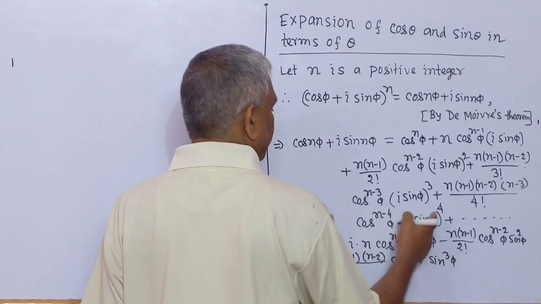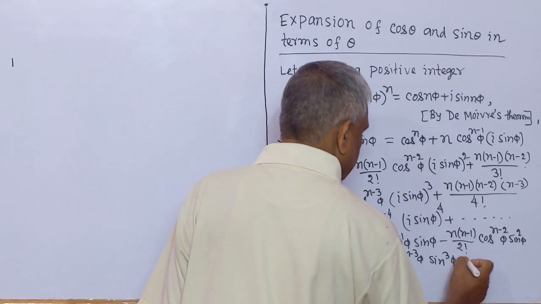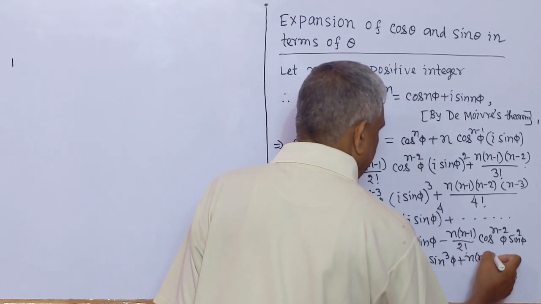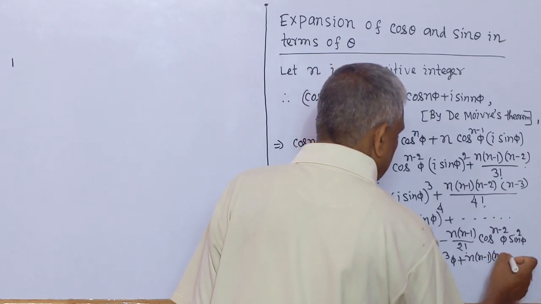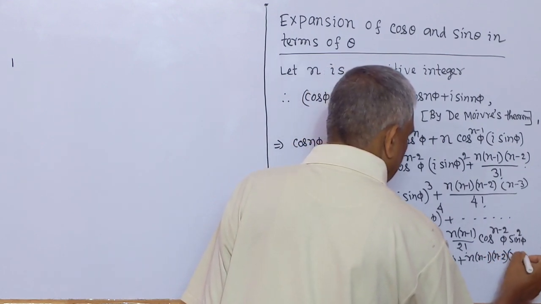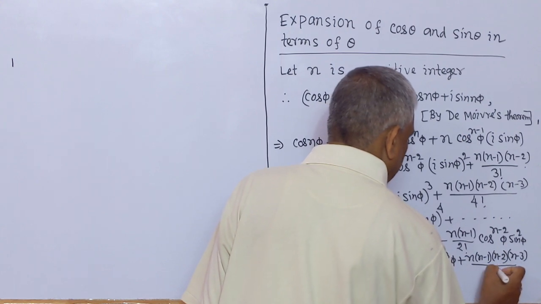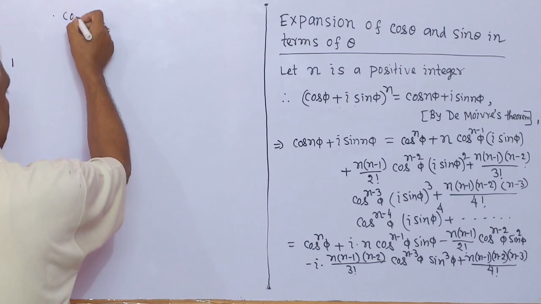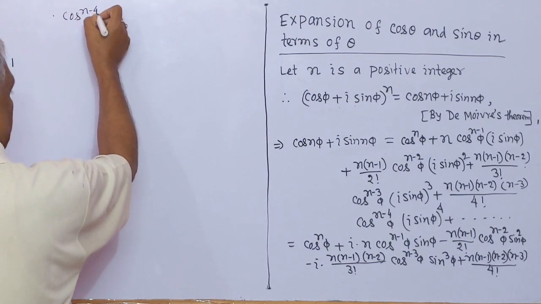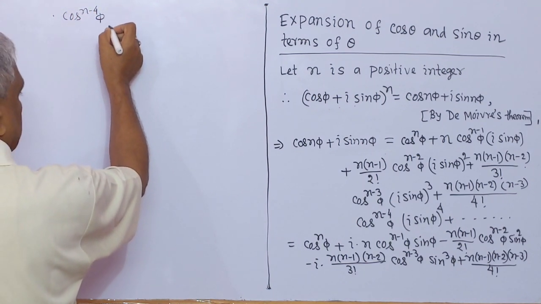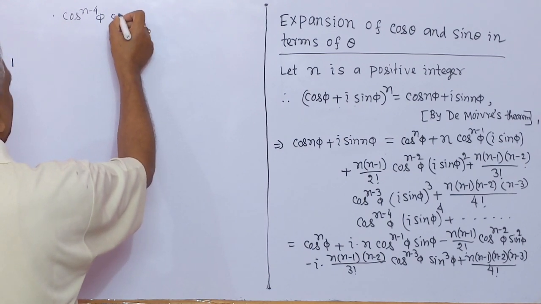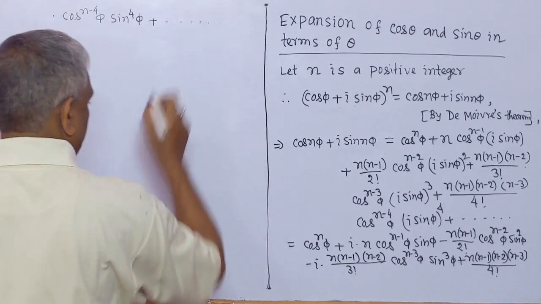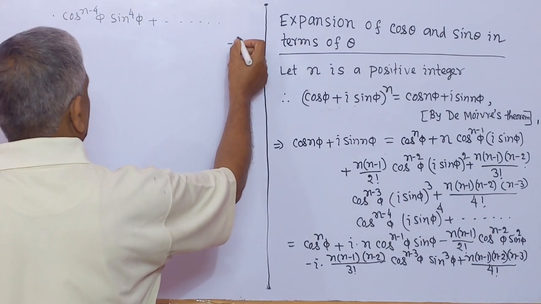Here i to the power 4 is 1, so this is plus n(n minus 1)(n minus 2)(n minus 3) by factorial 4, multiplied by cos to the power n minus 4 phi, sin to the power 4 phi, plus dot dot dot. Let this be number 1.